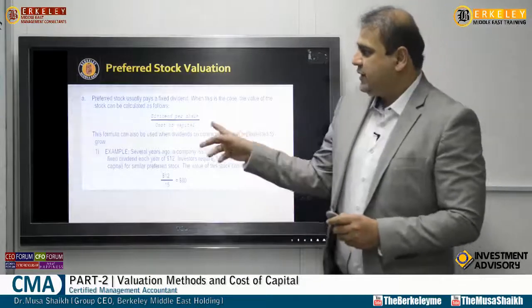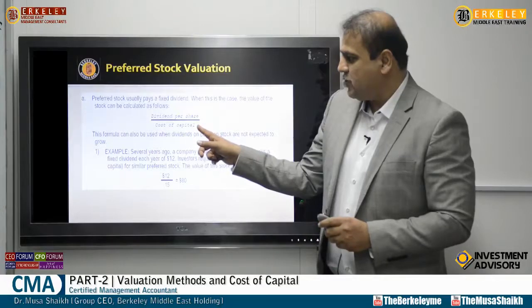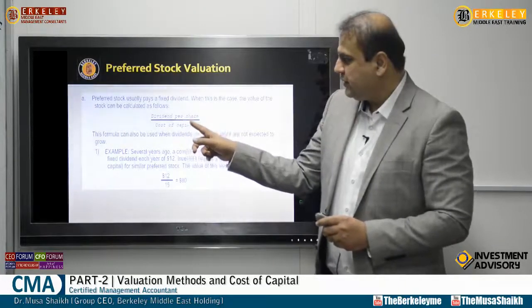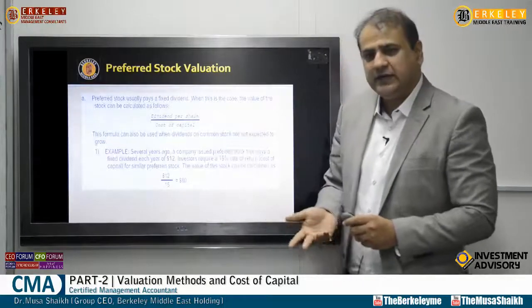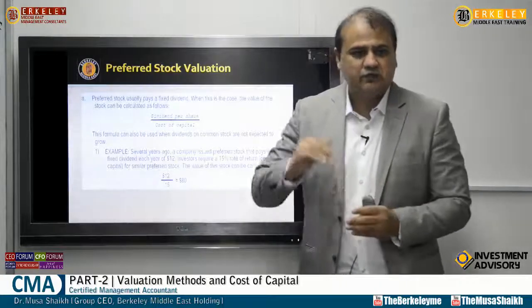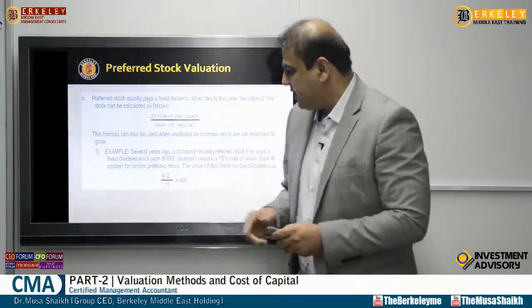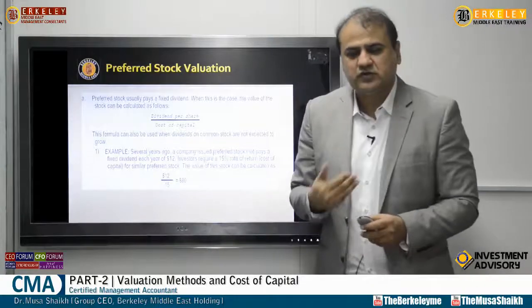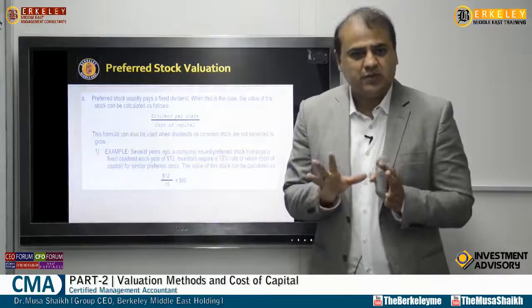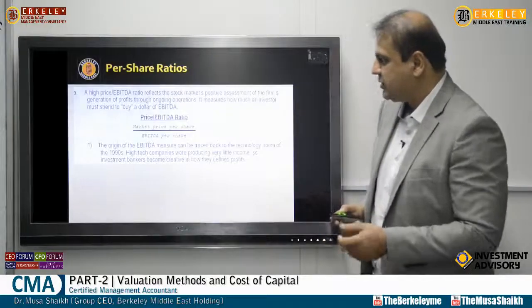We can calculate the value of preferred stock with a fixed dividend: dividend per share divided by cost of capital. From where will we get the dividend per share? We need the number of shares and the amount of the dividend, so dividend per share will come, and we divide it by the cost of capital. Cost of capital we are going to discuss shortly, the actual concept of it. I will explain as the topic comes.